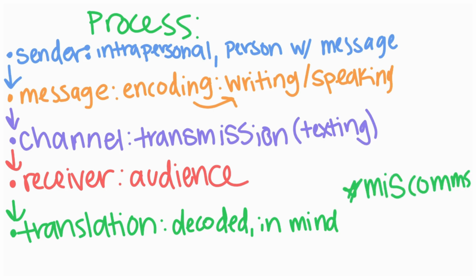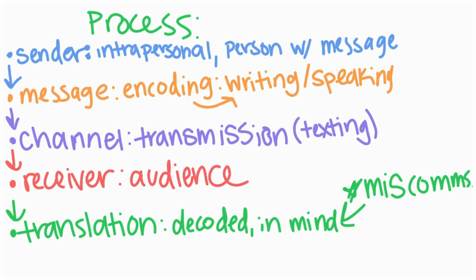Let's say miscommunication happens at the decoding stage. You can encode an amazing message, but if the receiver doesn't understand what you're saying because you wrote it in gibberish, then there you go, your message was not received and it failed to go through the communication process. And it's going to go all the way back. You have to start from the sender. So if the message fails here, then you have to go all the way back to the sender and fix it. And it's going to go through all the steps again.